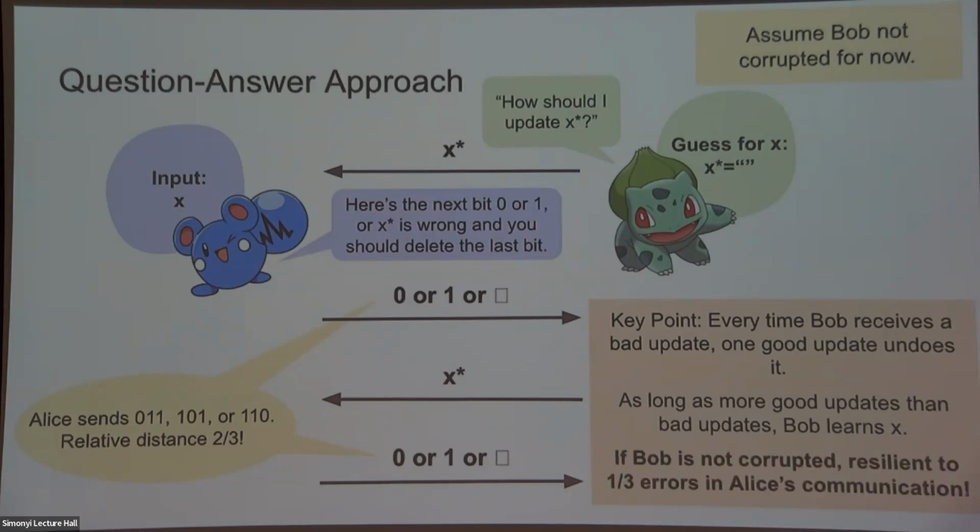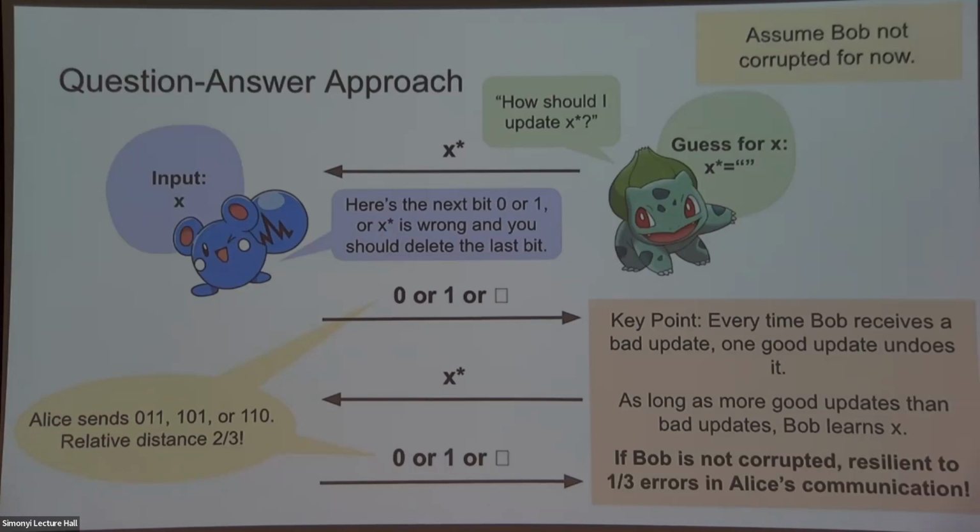So okay, assuming Bob is not corrupted, this protocol is resilient to 1/3 errors in Alice's communication, because every other message can be corrupted and the distance is 2/3. Okay, it seems less okay. Okay, let me try it again.